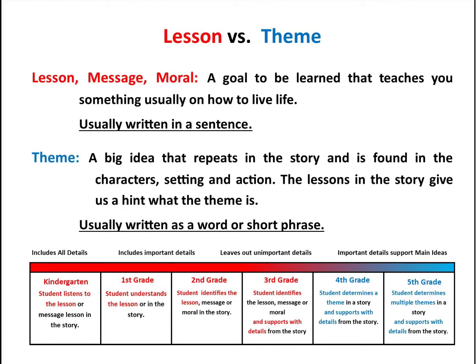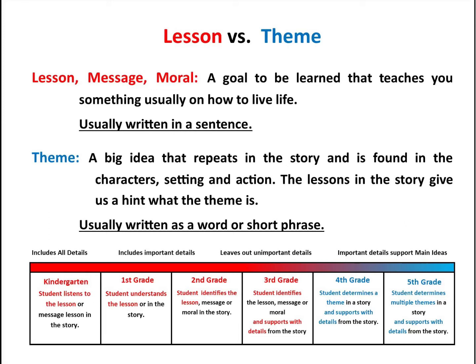So in the beginning in kindergarten, students are just listening to the lesson. The teacher reads the story and tells them the lesson. And then in first grade, students can understand the lesson in the story on their own. In second grade, they're identifying the lesson in the story. And then in third grade, they're not only identifying the lesson, but now they're finding details that help support that lesson. But now we're into fourth grade. Now we're determining a theme in the story, and we're supporting that theme with details. And we're going to use the lessons in the story to help us find the theme.